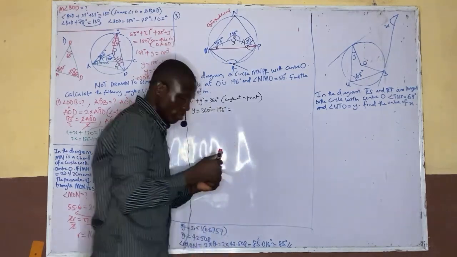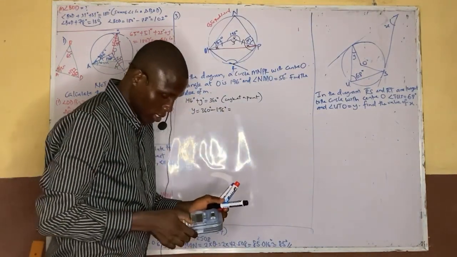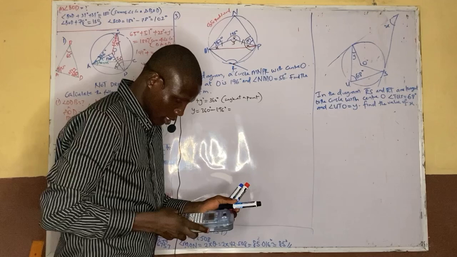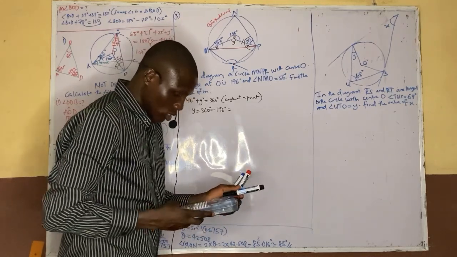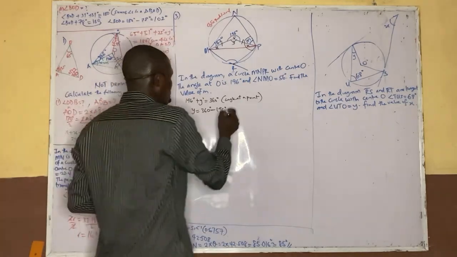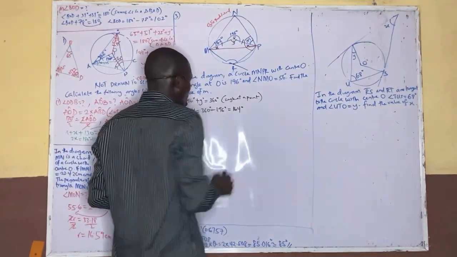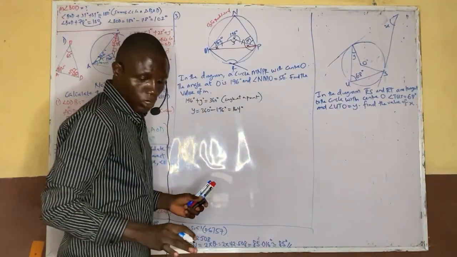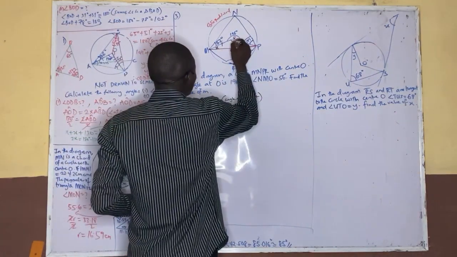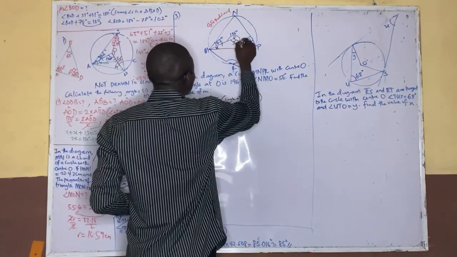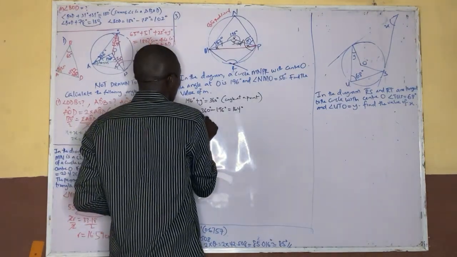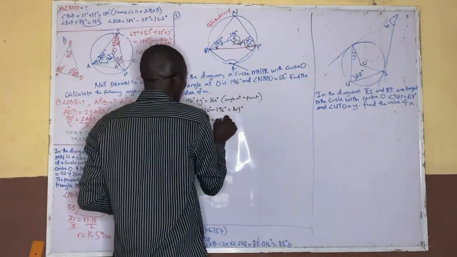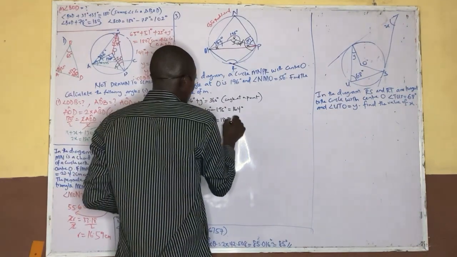So what do we have? 360 degrees minus 196. So we have 164 degrees. So the angle there is 164 degrees. So this is 164 degrees. So 164 degrees plus x plus x equals 180 degrees. So what is your x?